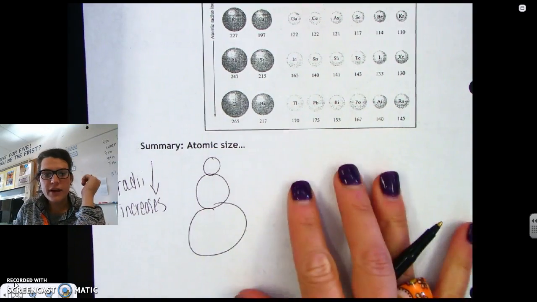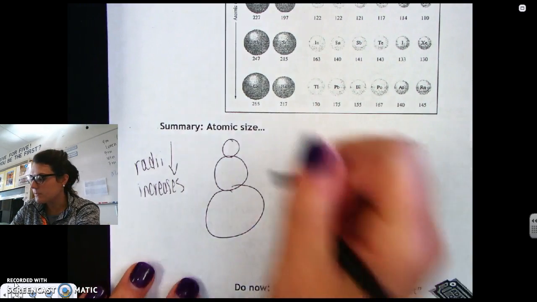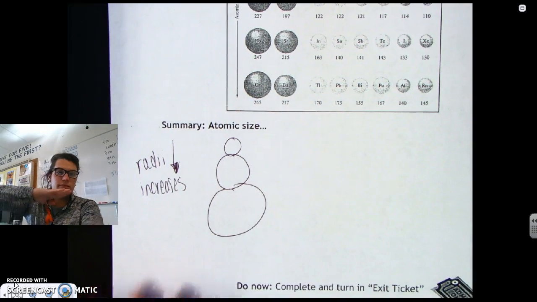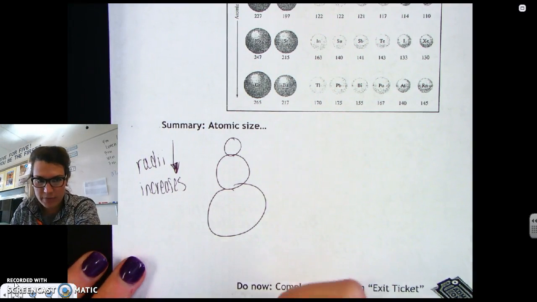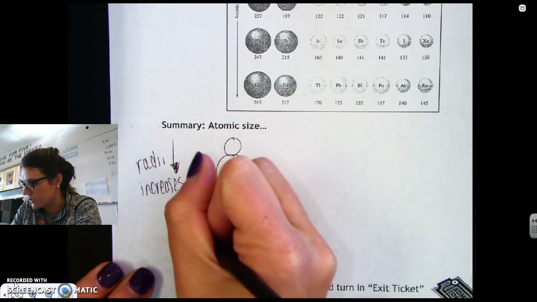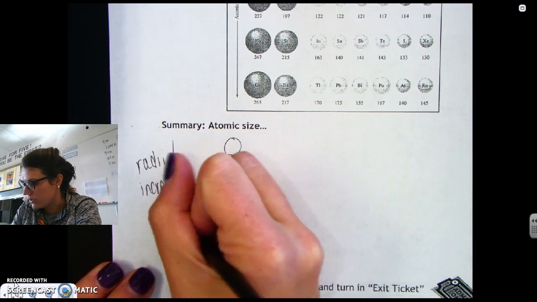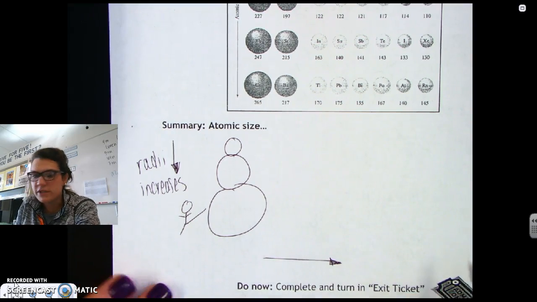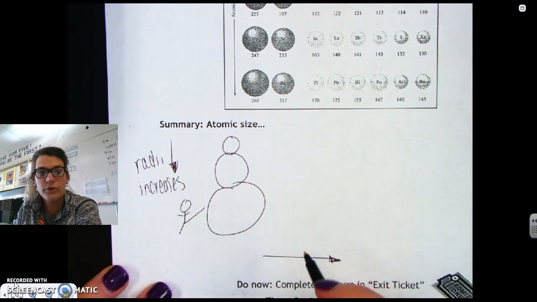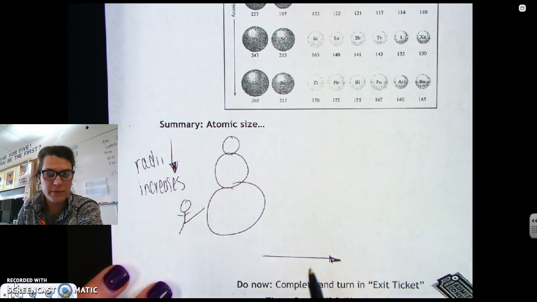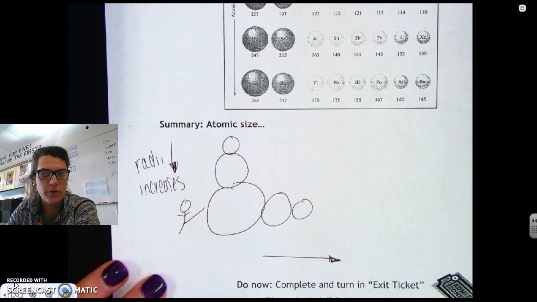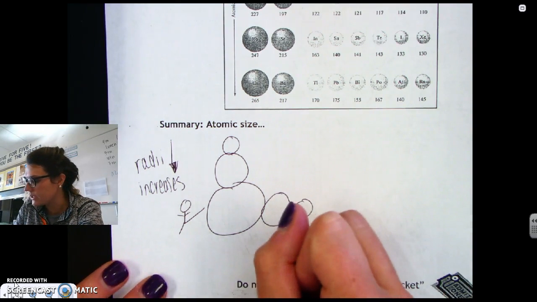Think about it, if you have siblings especially, you've probably experienced this growing up: a sibling coming over and karate chopping down your snowman. So if I was to push down the snowman, going across the period, what's going to happen to the size? Well, when you karate chop a snowman, what happens to it? It falls over. So as you move from left to right across the periodic table, the radii will decrease.